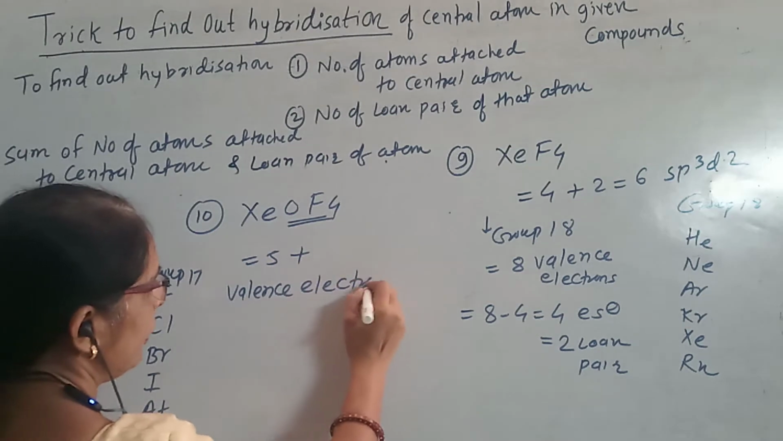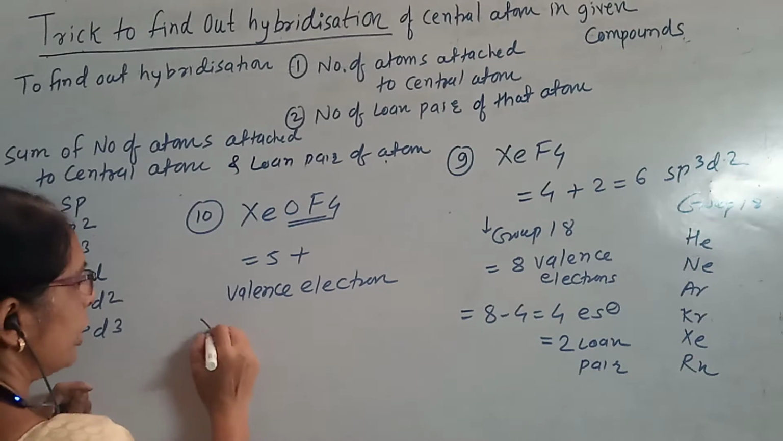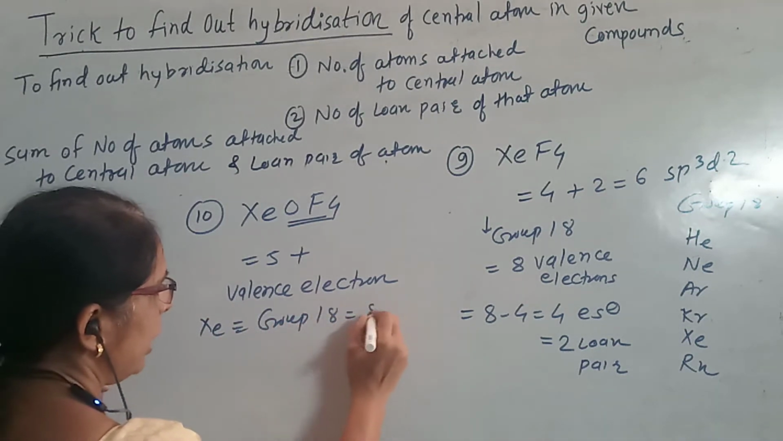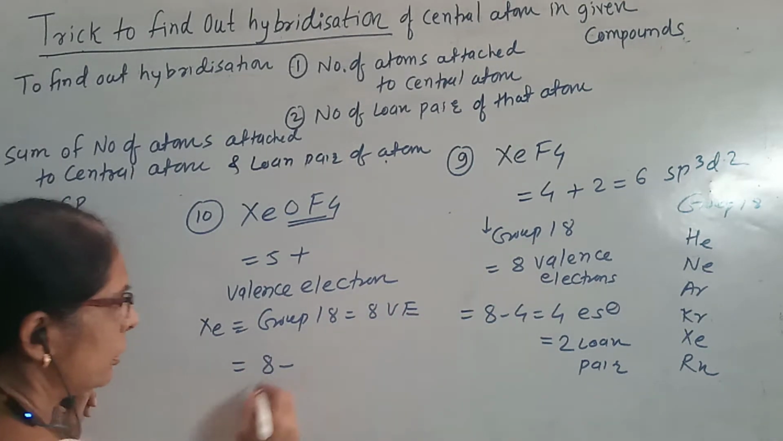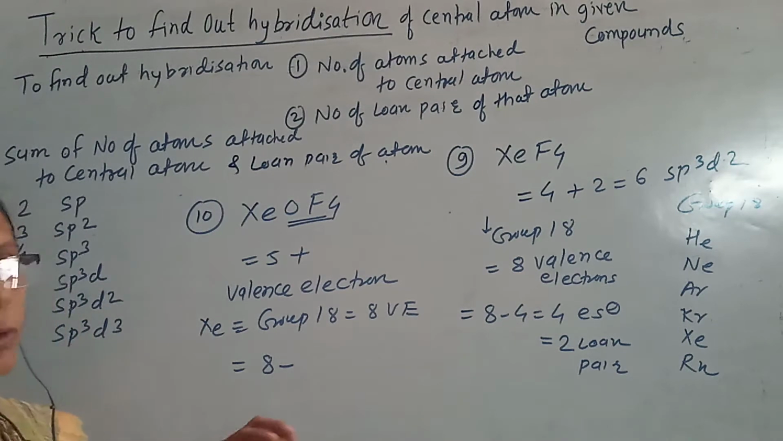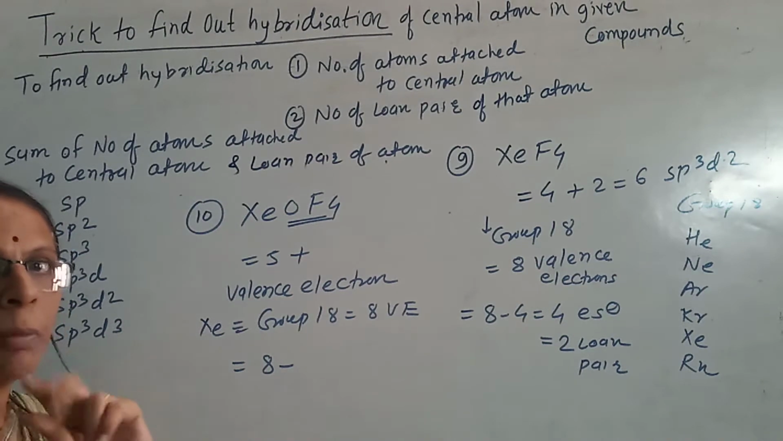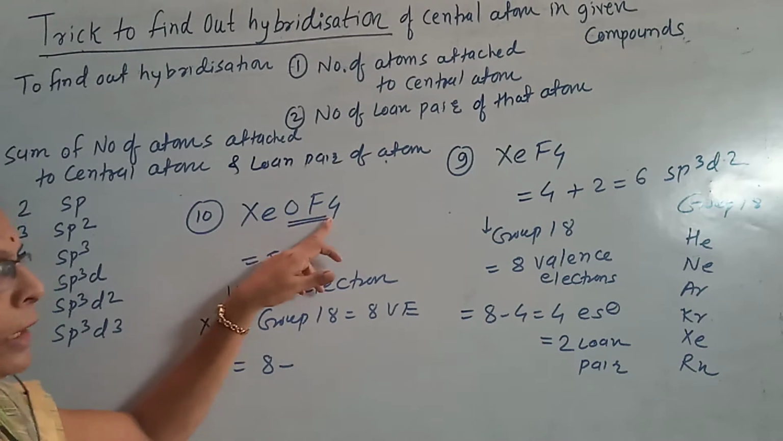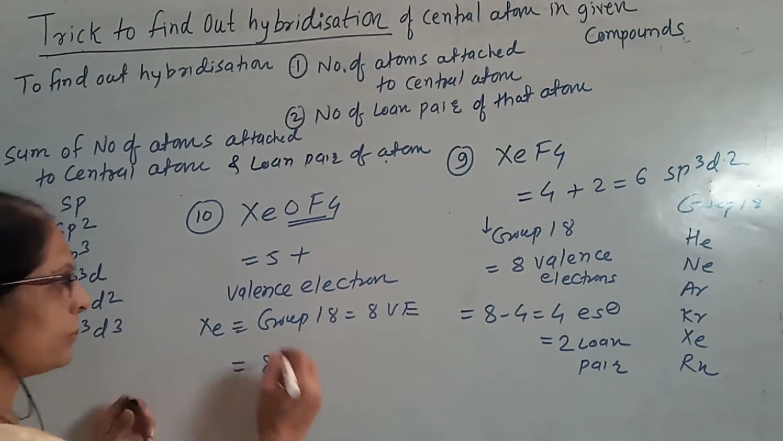When we have to find out the valence electrons, we consider the central atom, xenon, which is a group 18 element. It has 8 valence electrons. Out of the 8 valence electrons, the number of electrons used are, look here, when there is oxygen, be very careful because oxygen is divalent and always forms a double bond. It is attached to 5 atoms, but the total number of electrons used is 4 plus 2, which is 6.